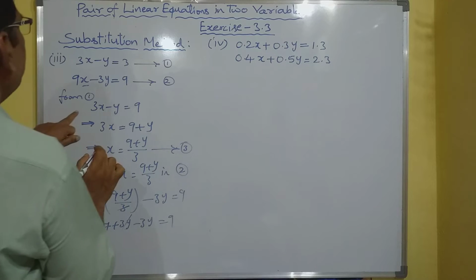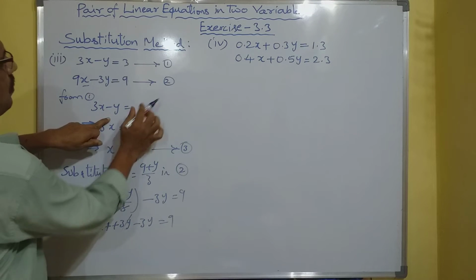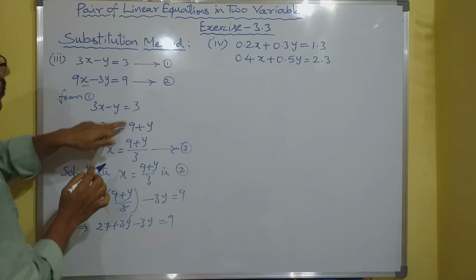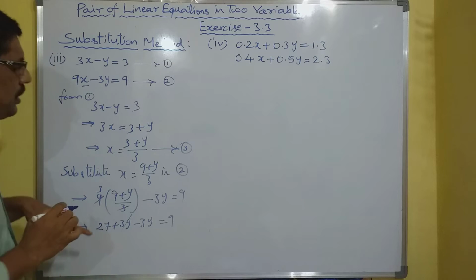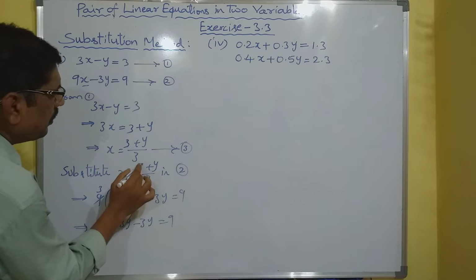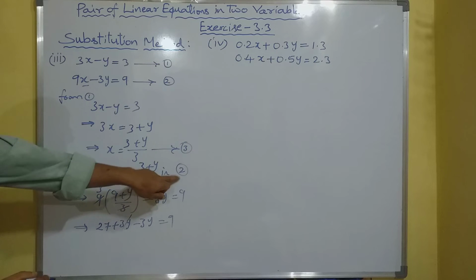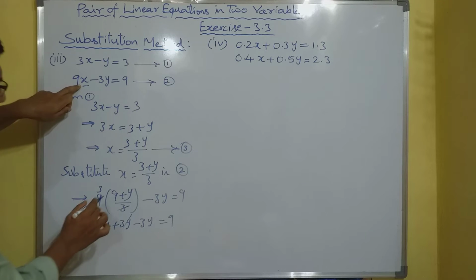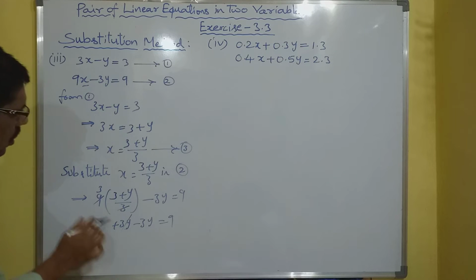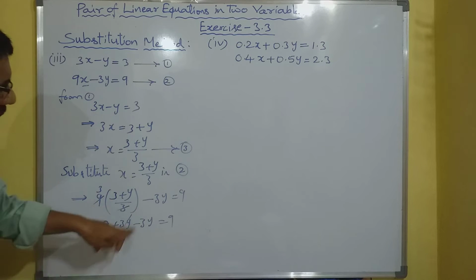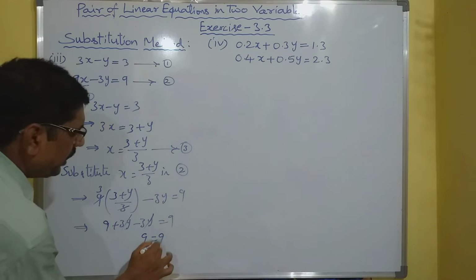Here look at this, a small correction. From the equation 1, what is equation 1? 3x minus y is equal to 3. Then 3x is equal to 3 plus y. So x is equal to 3 plus y by 3. Now let us substitute this x is equal to 3 plus y by 3 in the equation 2. Here 3 plus y by 3. Then we get, now look at this. Now 3 into 3 is 9 plus 3y minus 3y is equal to 9. Now 9 is equal to 9.